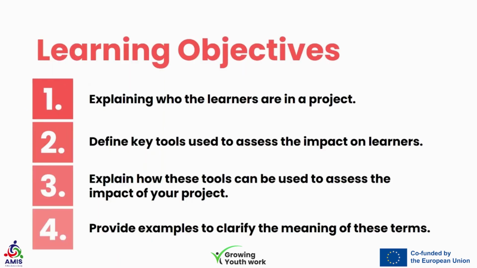There are 4 main learning objectives in this part of the module. 1. Explaining who are the learners in a project. 2. Defining key tools used to assess the impact on learners. 3. Explaining how these tools can be used to assess the impact of your project. And 4. Providing examples to clarify the meanings of these terms.